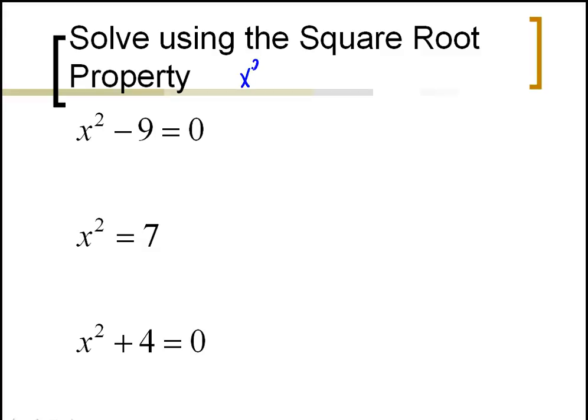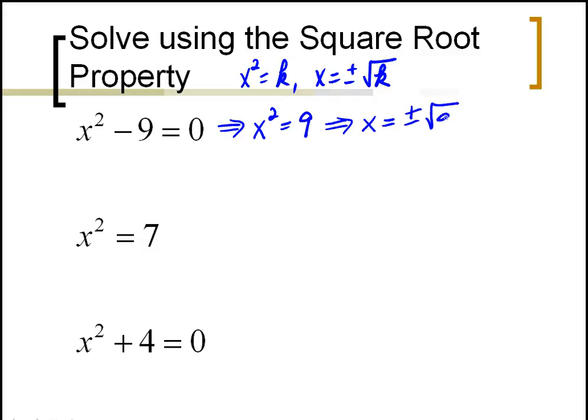Again, I'll write it here. If x squared is equal to k, then x is equal to plus or minus the square root of k. So we have to get our initial equation in this form where x squared is on one side and the number is on the other. So we may have to do some work for that. Like x squared minus 9 is equal to 0, to use the square root property, we would add 9 to get x squared is equal to 9. Now that it's in this form, we can apply the square root, which means that x is equal to plus or minus the square root of 9, or plus or minus 3.